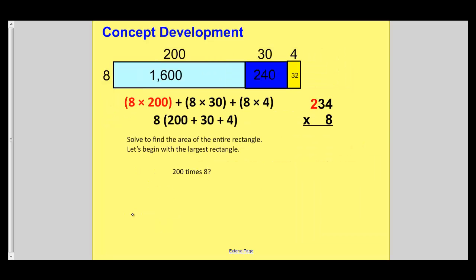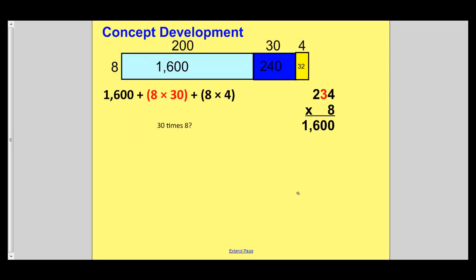So let's look at what that would look like compared to when you were finding the partial products. First of all, we did 200 times 8, which was the large rectangle. So I'm just going to write that here, 1,600. And we did 30 times 8, which was 240. And then 8 times 4, which is 32. So again, if I added that together, it would be 1,872. So let's look at that next to partial products.